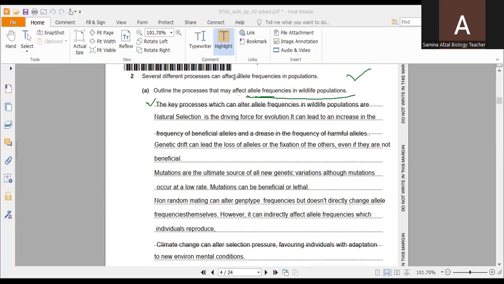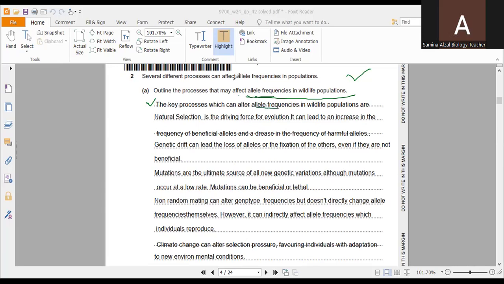So in this way, their gene frequencies or their allele frequencies will increase, and the species which are not selected by the nature, meaning they are not best adapted to the environment, will be eliminated. So natural selection is the driving force for evolution.